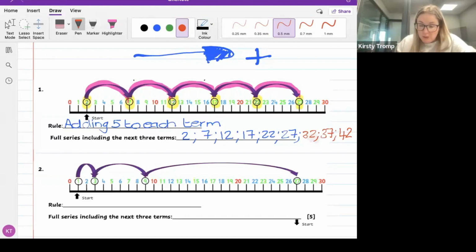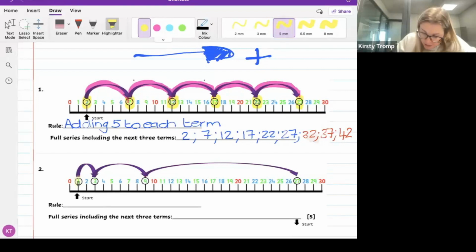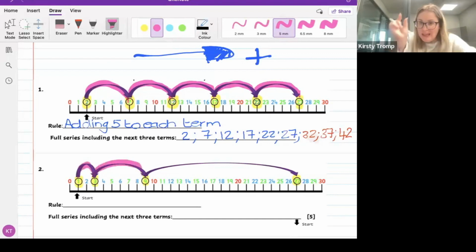So for the next one, let's start by highlighting the terms first. I'm starting with 1, then they've got 3, 9, and all the way to 27. What I'm going to start with first, guys, is looking at the way that this number line is jumping. I'm seeing a small jump, then a slightly bigger jump, and then a very big jump to get to that last one.